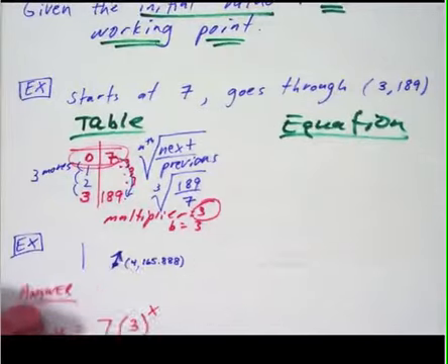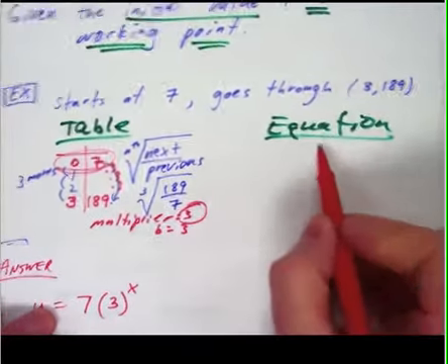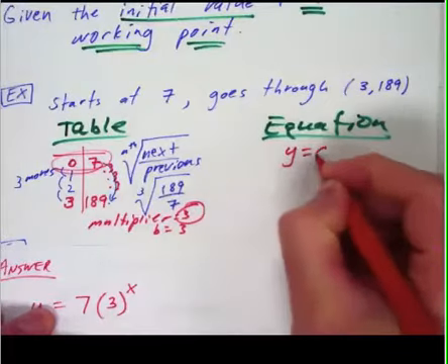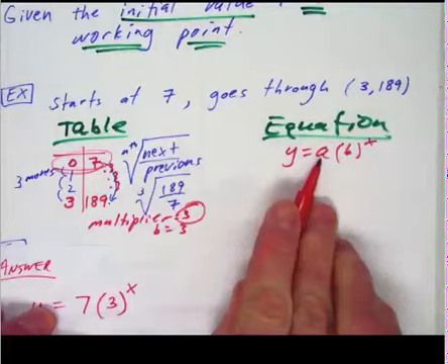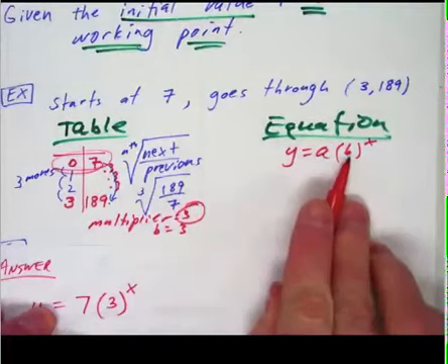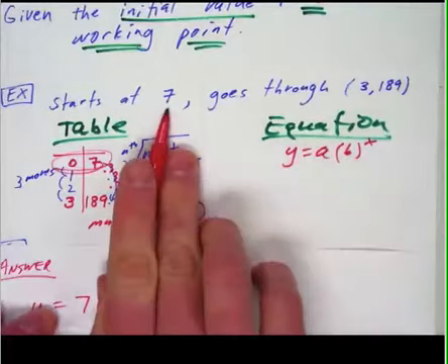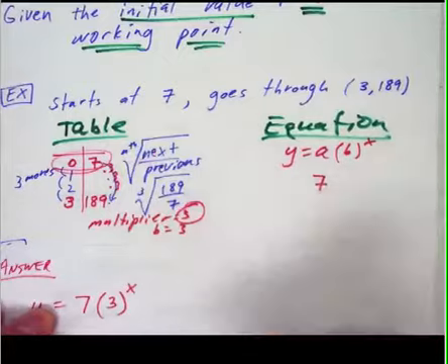Okay, now let's take a look at equation style. If you're going to just simply do equations, well, we know the equation is going to look like this: a times b to the x. You need to know that the a value is the starting value, what it starts at. This is what it goes by. So we can plug this 7 in. This 7 is what it starts at. I can put that right there.